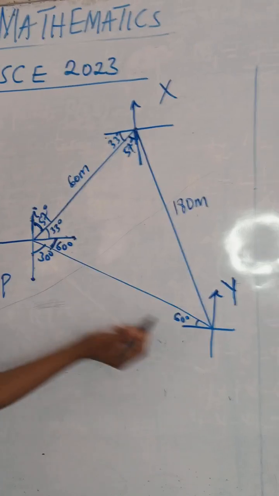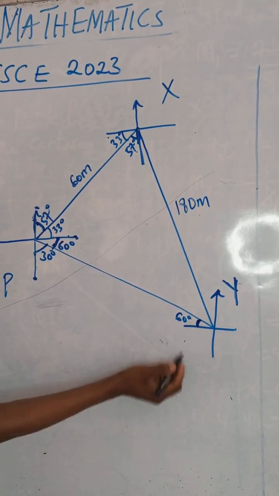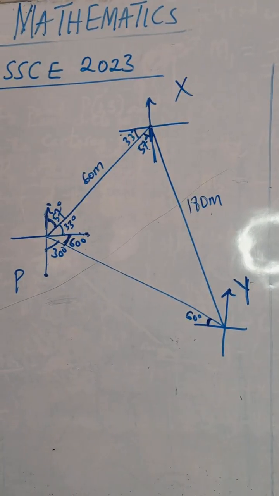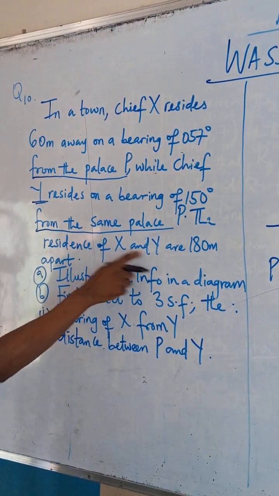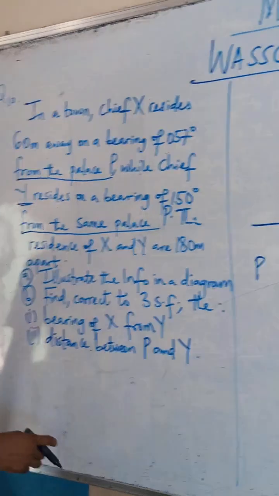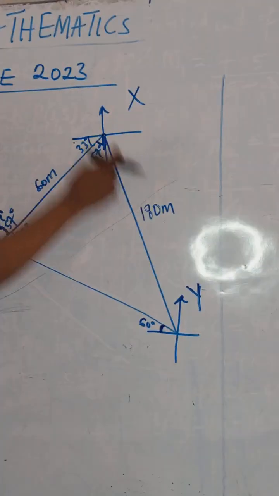So if this is 60, the down part here will be 60, and this is point Y. Then they also told us that the residences of X and Y are 180 meters apart. So I have to join X to Y.